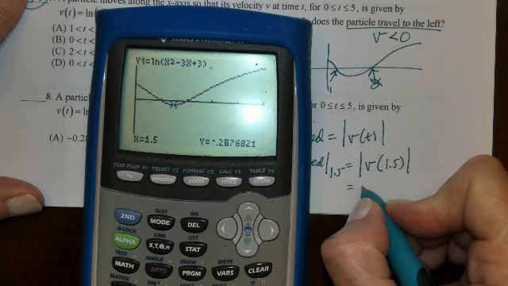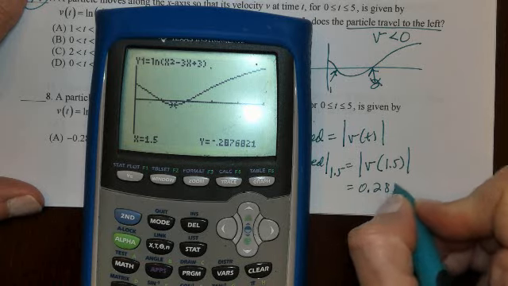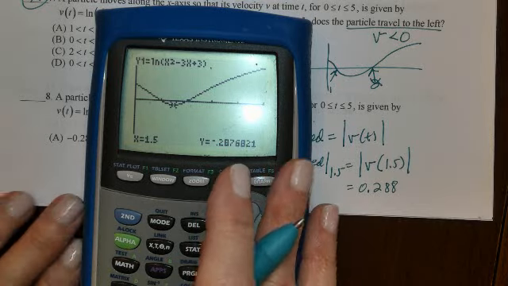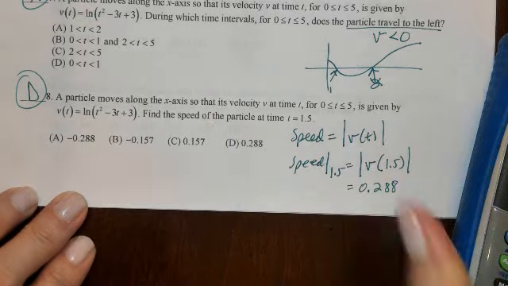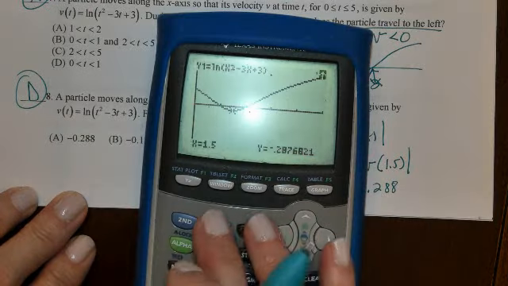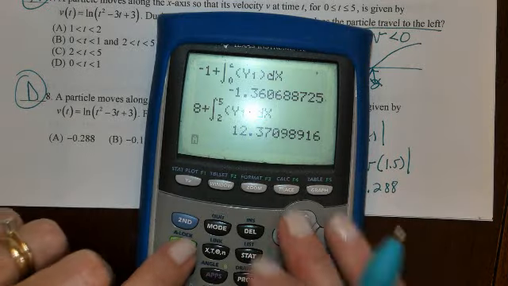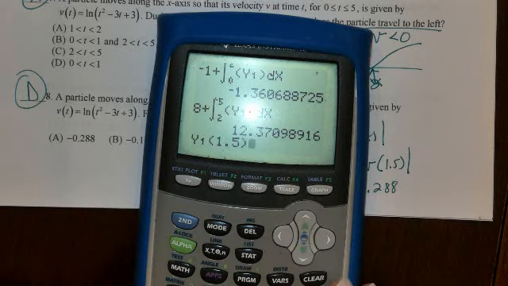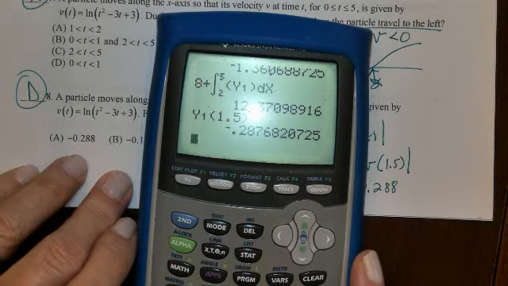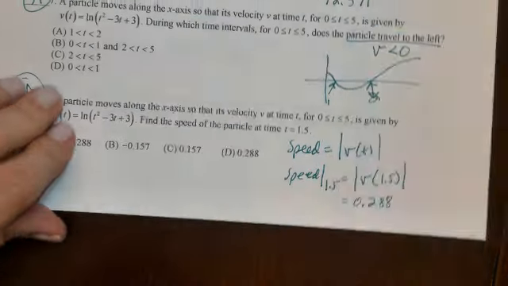So 0.288. 0.288 is D. Another way to do that would be to go to your home screen, y1 at 1.5, and then take the absolute value of that. Same thing.